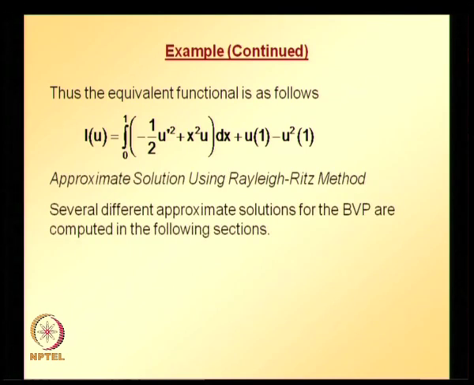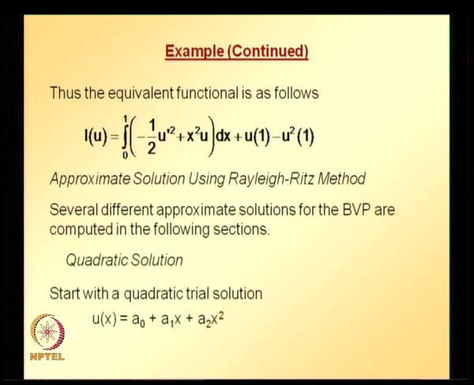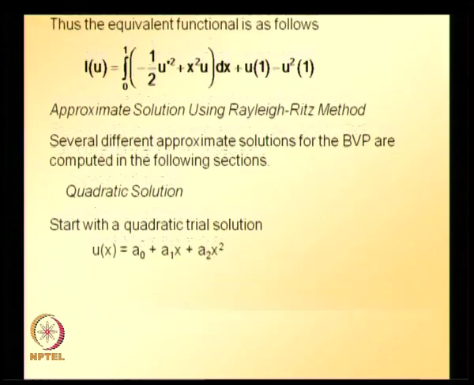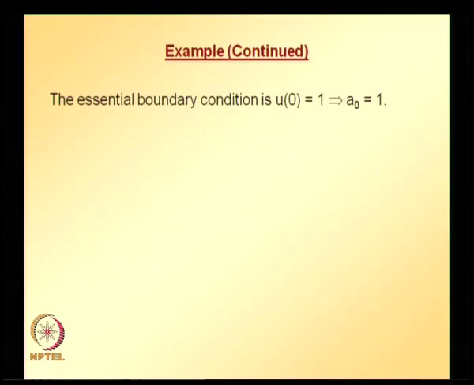So several different approximate solutions for the boundary value problem are computed in the following sections. The first one is the quadratic trial solution. What I will do is start with a quadratic trial solution, that is a0 + a1 x + a2 x squared. And by this time you can guess what the next step is: make this trial solution admissible.